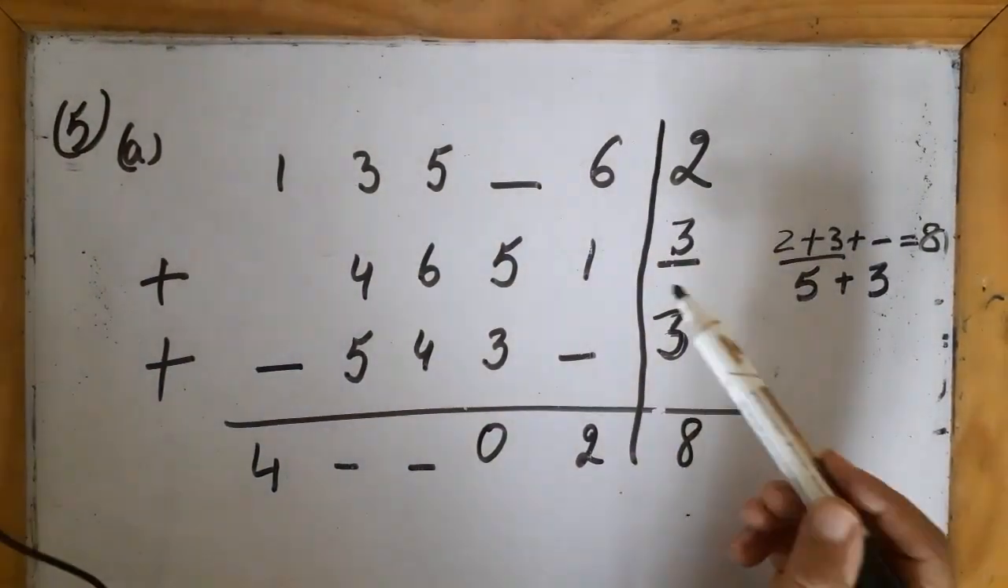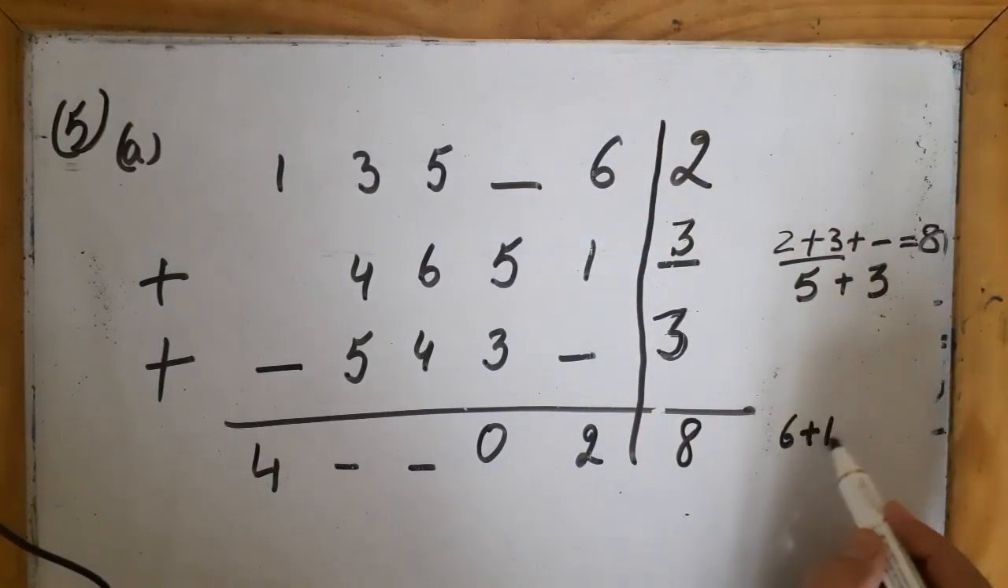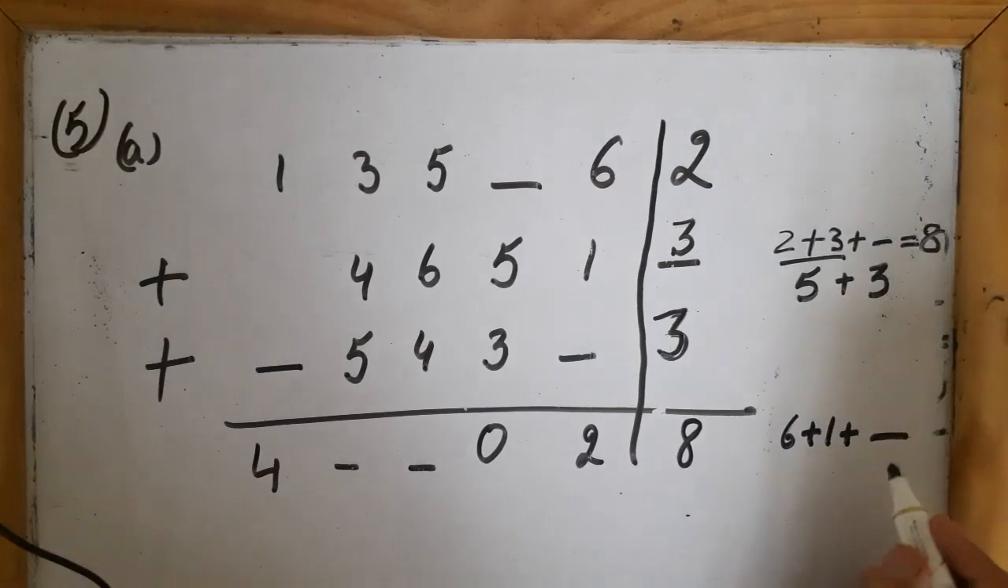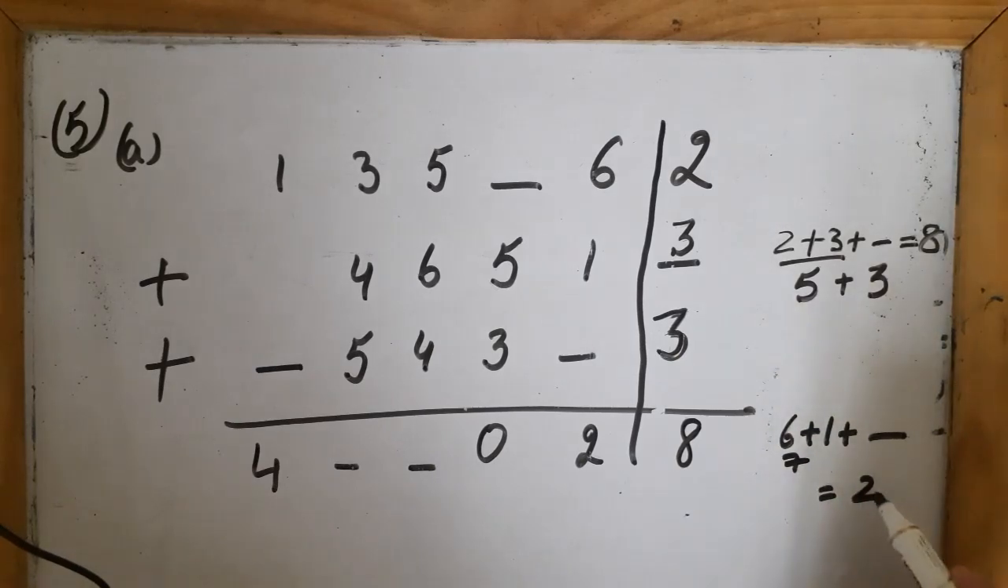Now look at the second one. I have 6 plus 1. Already I have 6 plus 1. What should I add to this so that I get 2? So 6 plus 1, already I have 7. So it means this number will become 12, not 2.